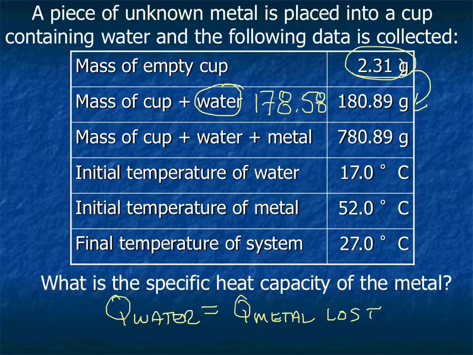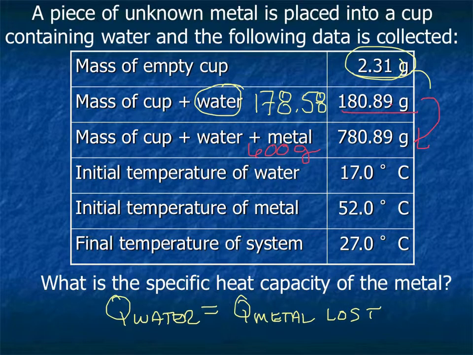And then the mass of the cup and water metal is that. So if I subtract this value from this value, then I get the mass of the metal is 600 grams. And then the rest of this we have here.